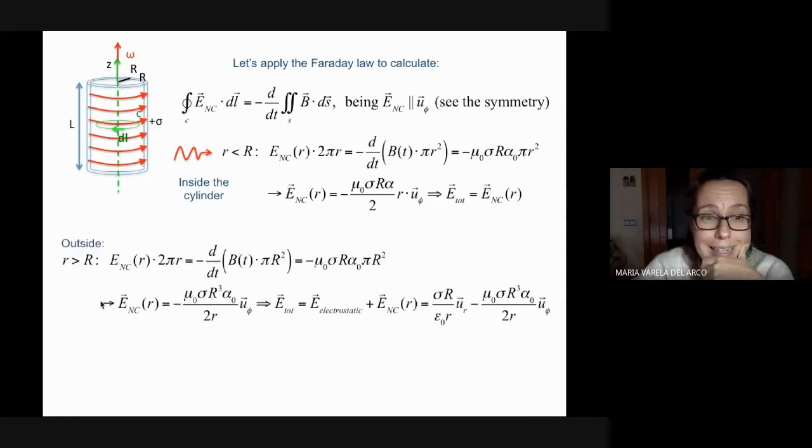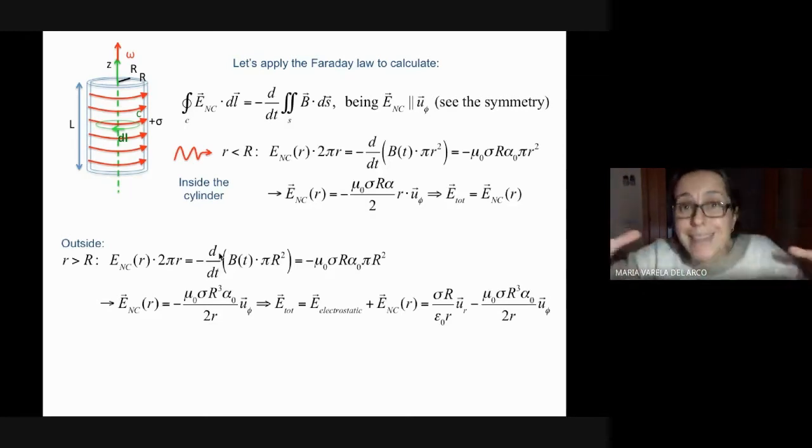Now, outside the cylinder, for regions where r is larger than capital R, the radius of the cylinder, in other words, if this curve C was larger than the cylinder, then I can apply the same Faraday law. The only thing is that in this case, the flux of the magnetic field is contained just on the surface of radius capital R, because there is no field outside. So in this case, the non-conservative electric field has a slightly different shape, goes like 1 over r, surprise, surprise, just like all of the problems we have done so far.